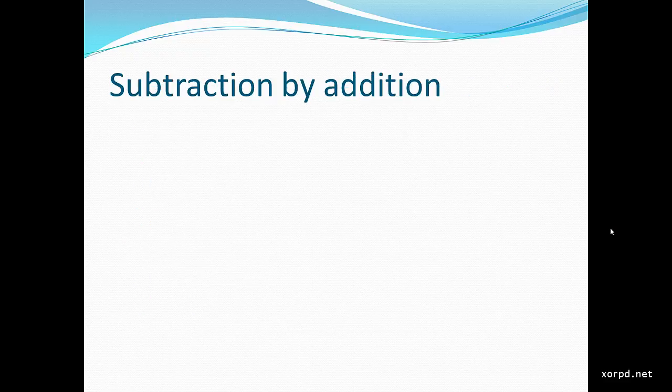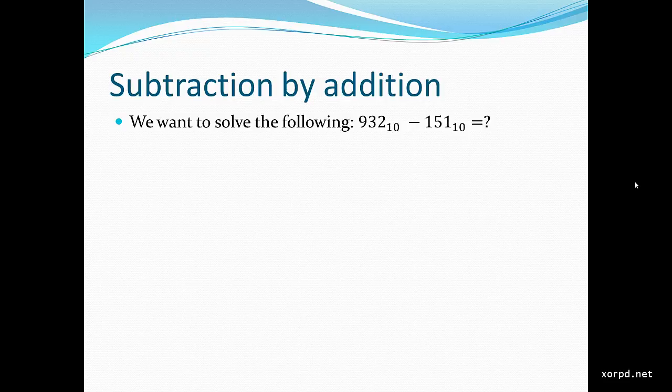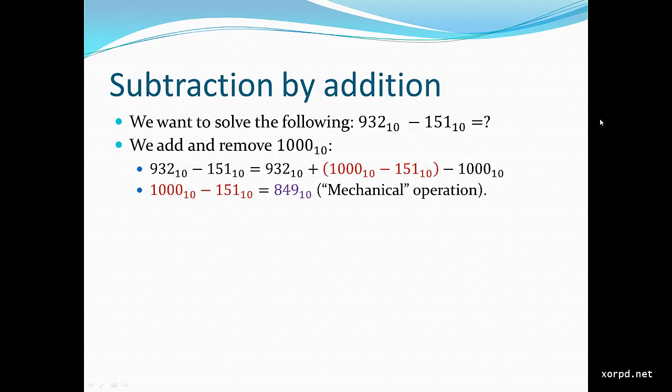So we are going to try to do something a bit different. We are going to try to subtract by addition. Let's look at some example. We want to solve the following: 932 in base 10 minus 151 in base 10. How could we solve this? And I mean, how could we solve it in a bit different way? Not the usual one, where you just put them vertically on a paper and try to solve it.